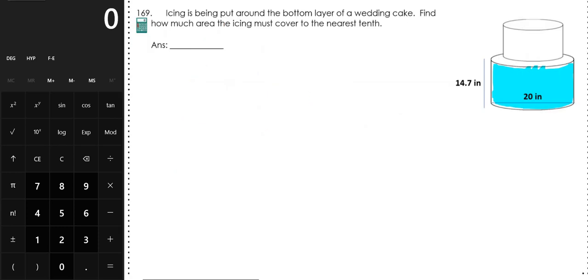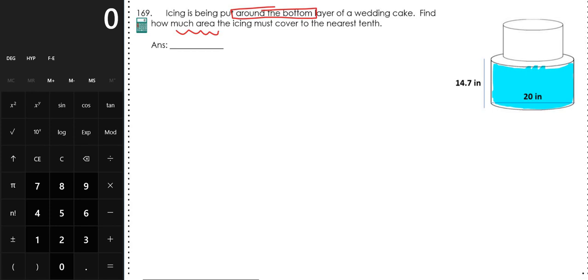169. Icing is being put around the bottom layer of a wedding cake. Find how much area the icing must cover to the nearest tenth. Okay, icing is being put around the bottom of the cake. Find how much area, so we're talking area, that the icing must cover. Now, if they said around the bottom of the cake, that means they're not putting it at the top or on the bottom. They're just putting it where the blue section is.